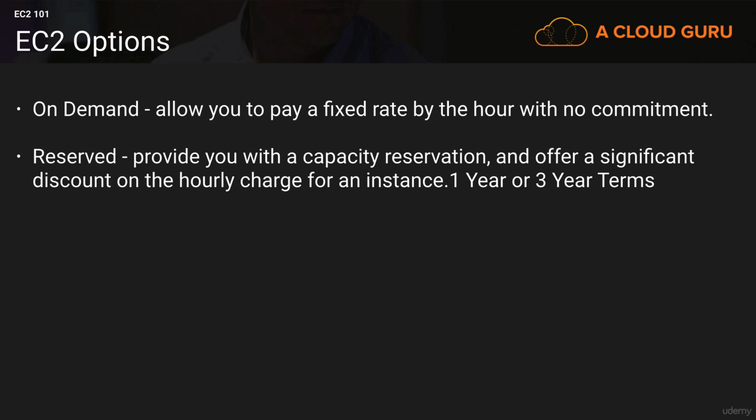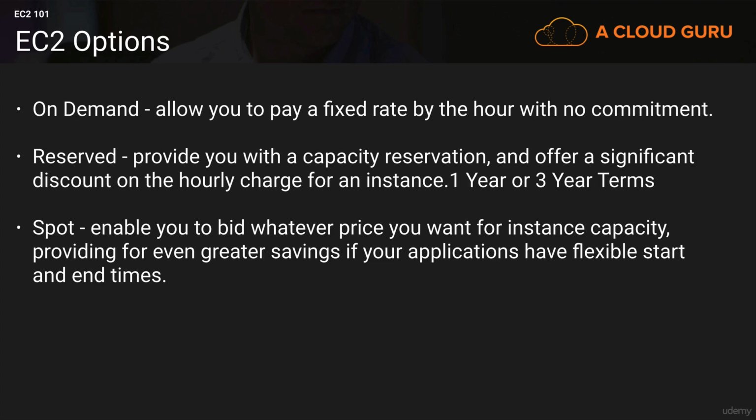We also have reserved, and this is where maybe you have a baseline capacity that you need to maintain. Maybe you always need 2 web servers in order to serve a minimum amount of your user base. So in that scenario, it makes more sense to reserve capacity over a significant period of time. We're normally talking 1 or 3 year terms. And because you are reserving that capacity, and because you are basically guaranteeing to Amazon that you're going to be in a 1 or 3 year contract, you get a significant discount on the hourly charge for an instance.